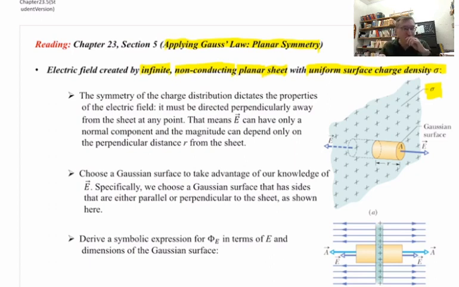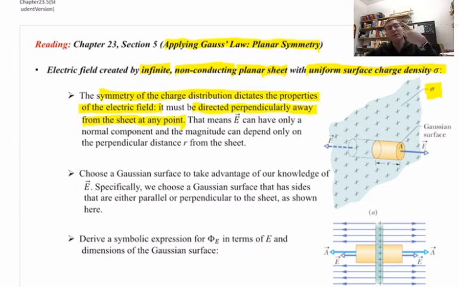Now, because this is a very symmetric distribution, flat and goes on and on and on in 2 directions, that's a lot of symmetry. And just based on that, we can deduce some properties of the electric field. Okay? So the symmetry of the charge distribution dictates properties of the electric field. And here I'm going to tell you what those are. First, the electric field produced by this sheet must be perpendicular, and if it's a positively charged sheet, away from the sheet at any point, perpendicularly away. And it can't have any component that's like parallel to the surface. It's got to be perpendicular.